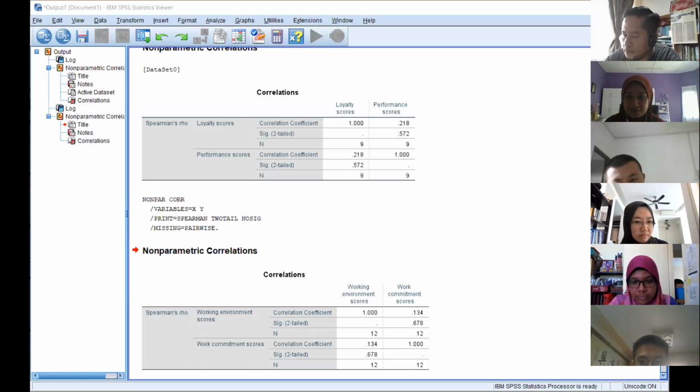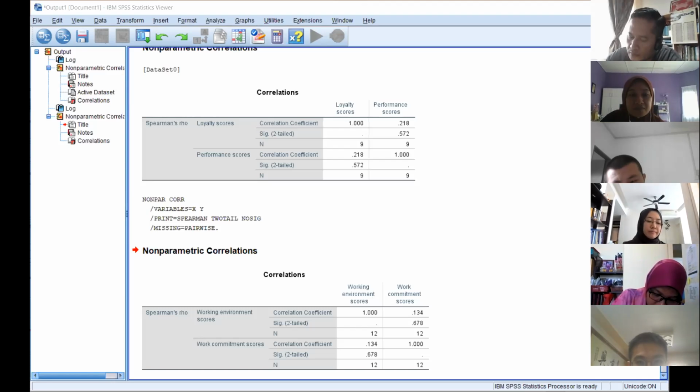Alpha is 0.05 unless otherwise stated. In this case, we cannot see it from the output. But if the question says, test the hypothesis at 0.01 or test the hypothesis at 0.05, then we know it is 0.01 or 0.05. But if nothing is mentioned, then it is understood, Sharifah, that alpha is 0.05. Okay, that is 2B.